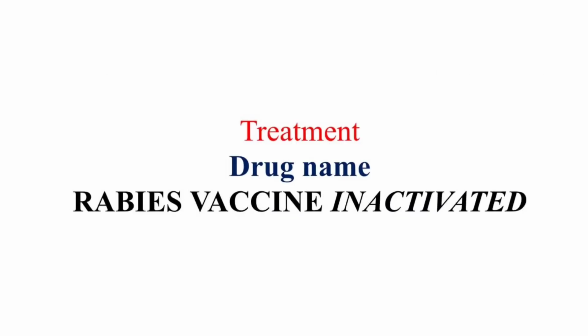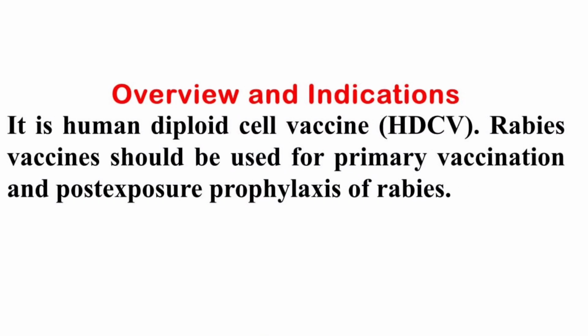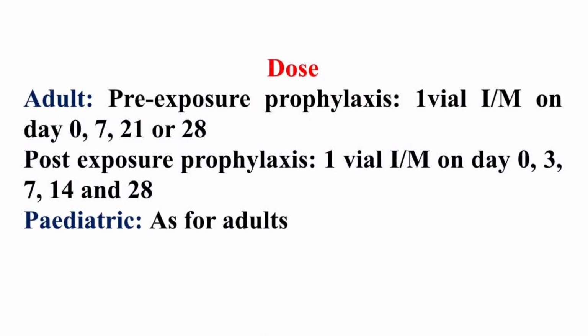Rabies treatment. Drug name: rabies vaccine inactivated. Overview and indications. It is a human diploid cell vaccine. Rabies vaccine should be used for primary vaccination and post-exposure prophylaxis of rabies.